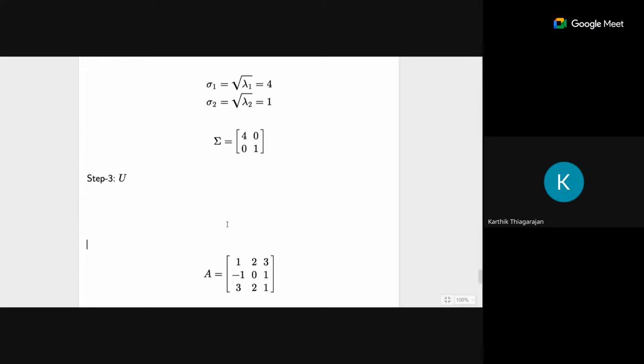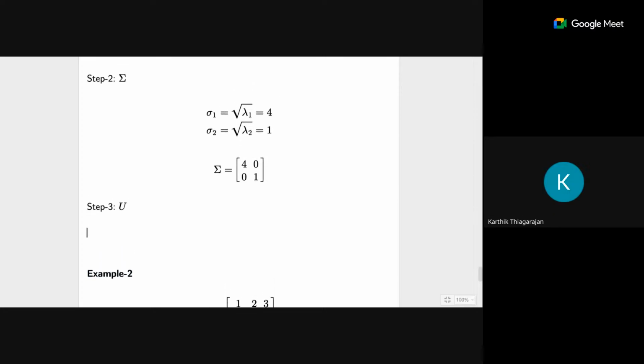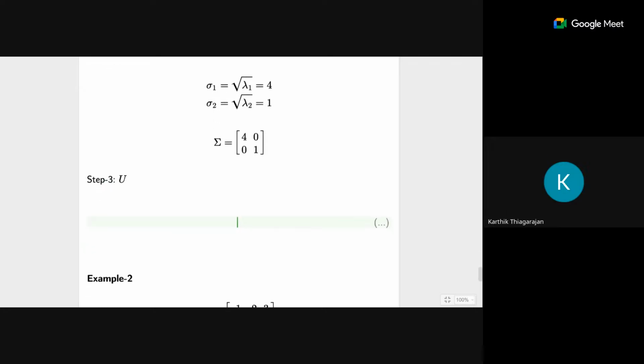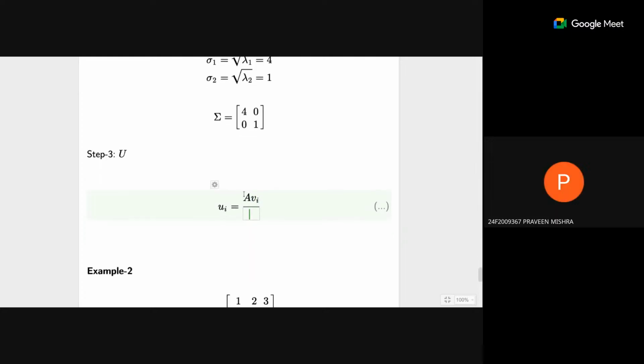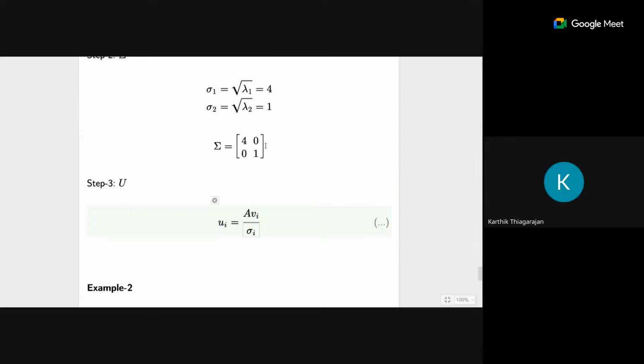Step 3 is to find U. We make use of the relationship A V equals sigma U. So U_i is A V_i divided by sigma_i. Here you can do that because all singular values are positive, none of them are 0. So you can get hold of all the U's in this way.